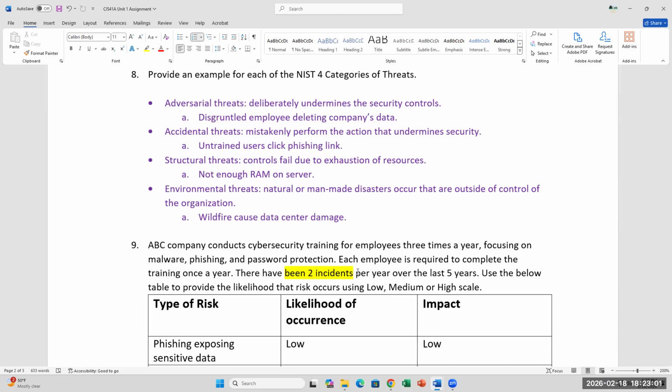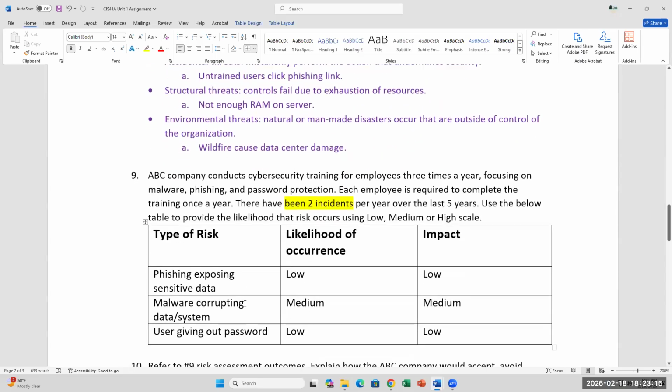Use the below table to determine the likelihood of the risk occurring as low, medium, or high scale. So as an analyst, you're going to use a matrix like this and you have to do it, right? Okay, ready? Since they're doing training, this is 3 times a year. The case tells you that, right? They only have 2 incidents per year in 5 years. So that's considerably low.